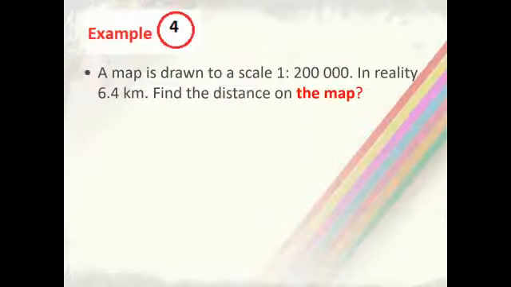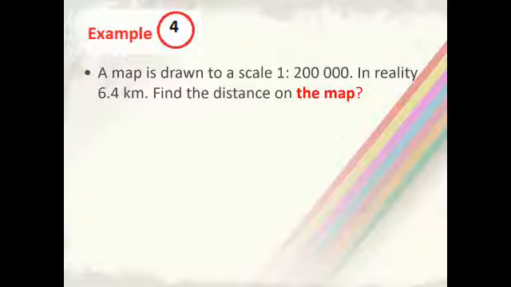A map is drawn to a scale 1 is to 200,000. That is the scale factor or the ratio. In reality, it is 6.4 kilometer. Find the distance on the map. Okay, so map distance is equal to actual distance divided by scale factor. What is the actual distance? It is 6.4, correct?